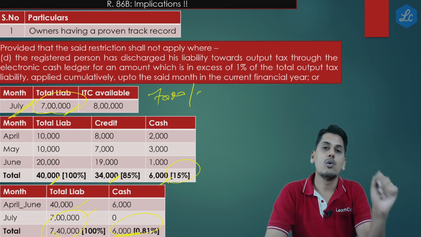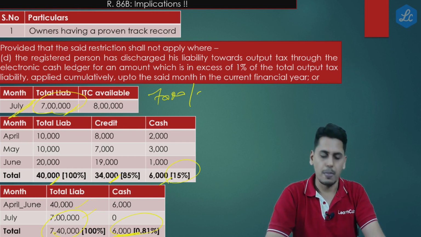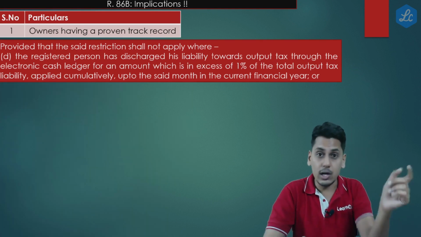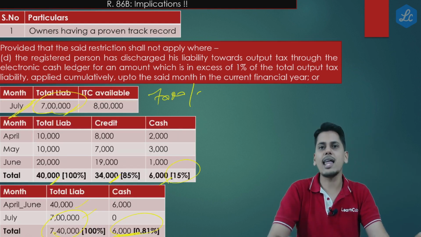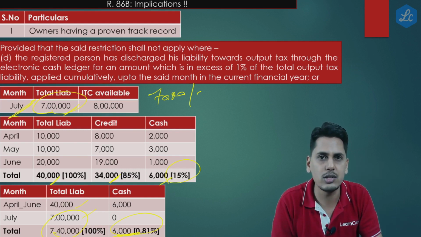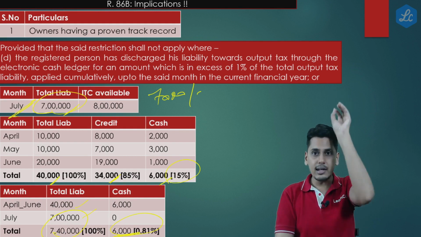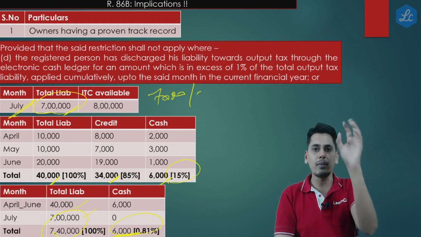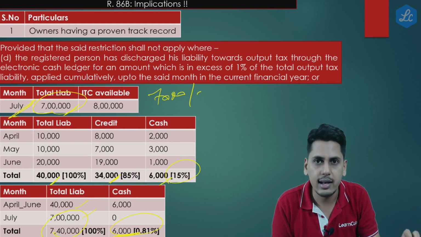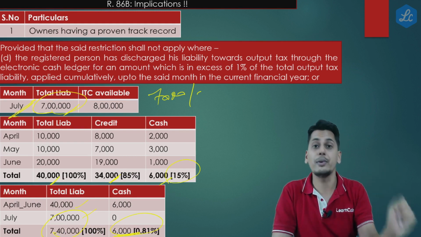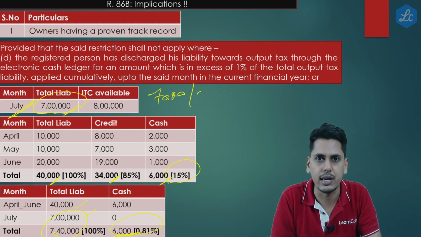Please analyze what is the shortfall over here. How much is my total liability including that of the month of July? 7,40,000. How much is 1% of that? 7,400, which means if I pay in total ranging from April, May, June till July, if I am paying 7,400 rupees, it is a valid compliance of Rule 86B.